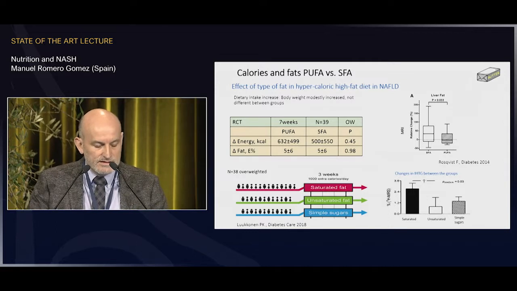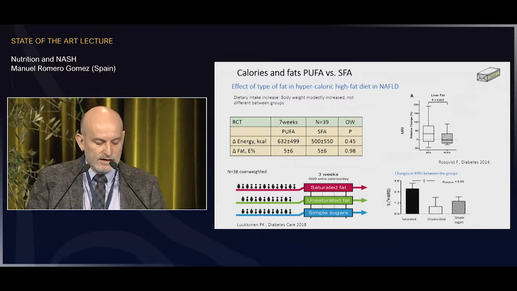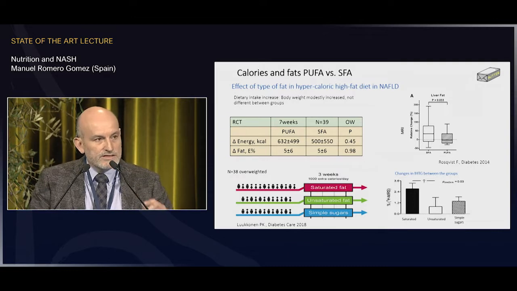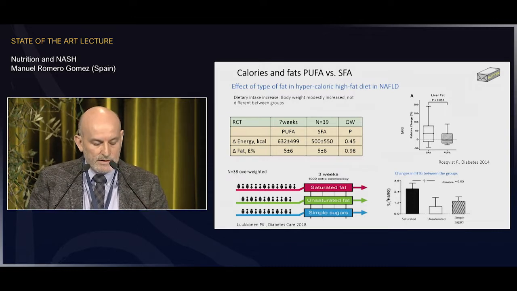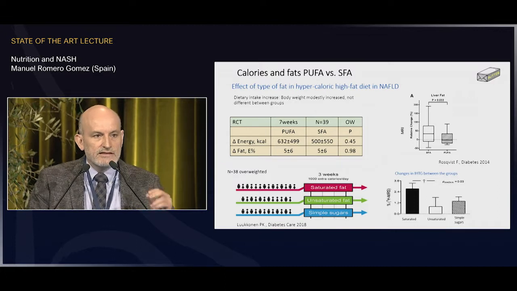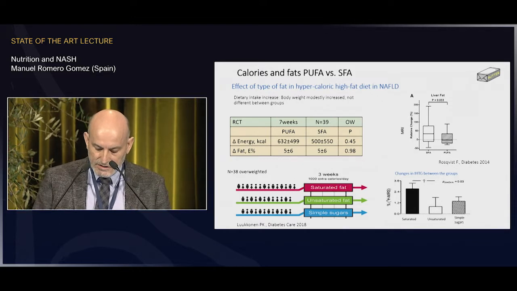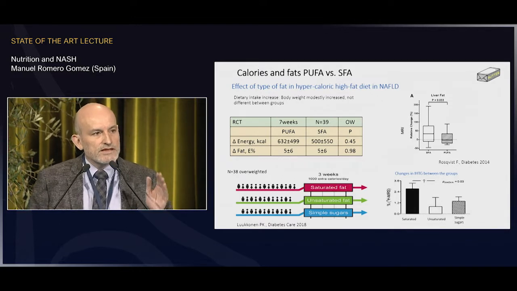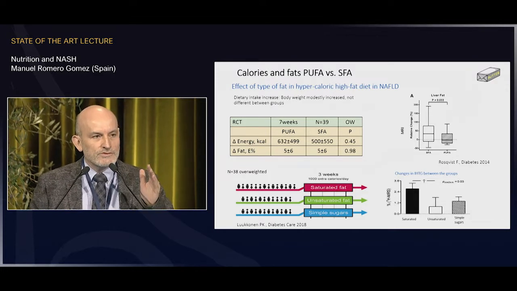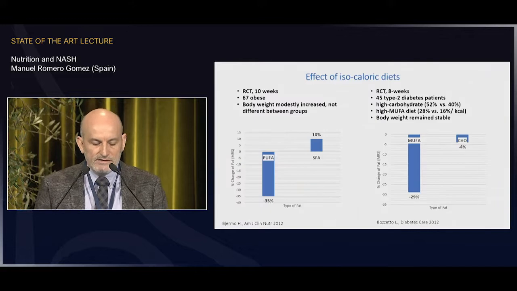In this other study with 38 overweight patients, comparing saturated versus unsaturated versus simple sugar in patients receiving a hypercaloric diet, you can see how saturated has the much higher increase on the fat infiltration, on the triglyceride in the liver, much lower in unsaturated, and in the middle using sugar. Therefore, saturated fatty acids is much worse in comparison with the amount of calories we are eating every day.